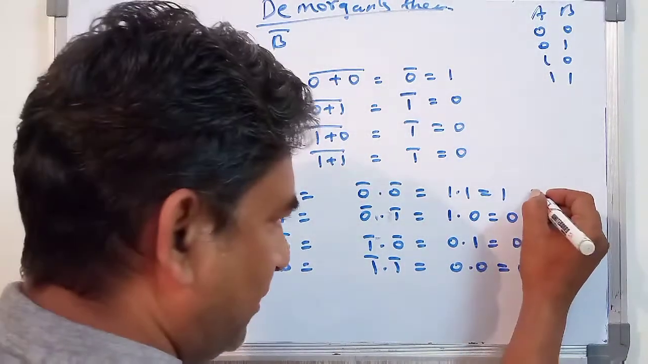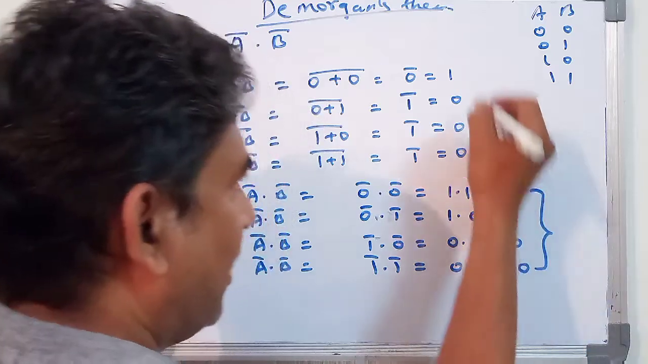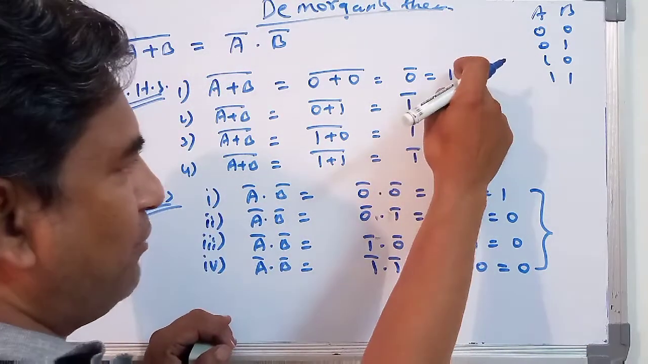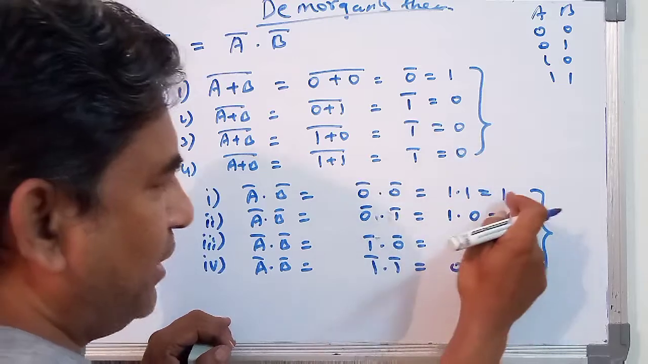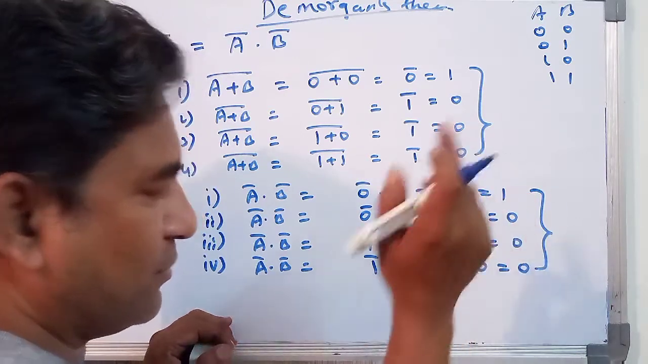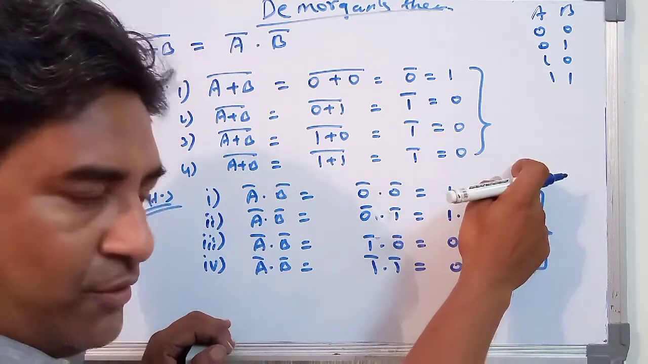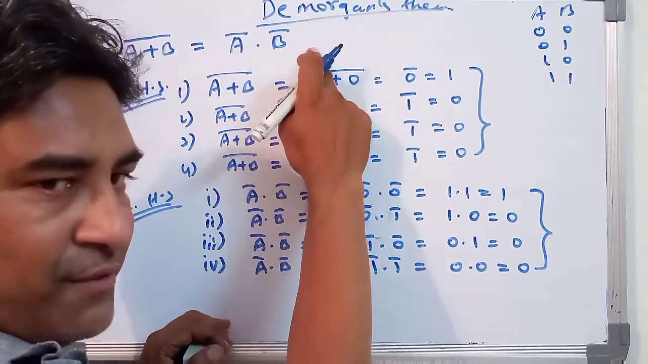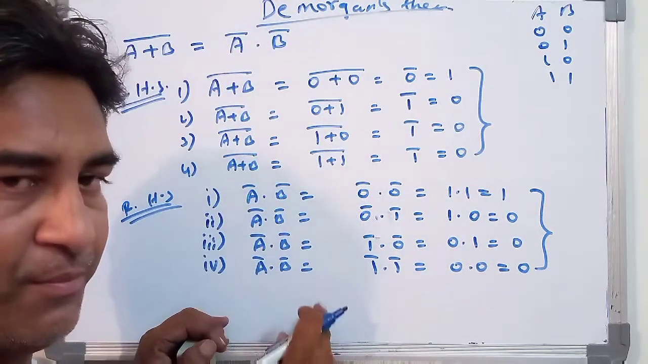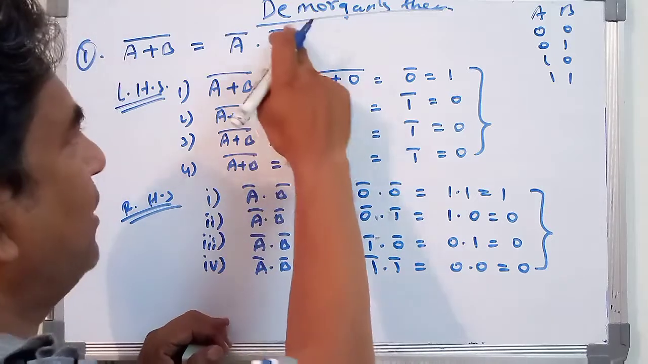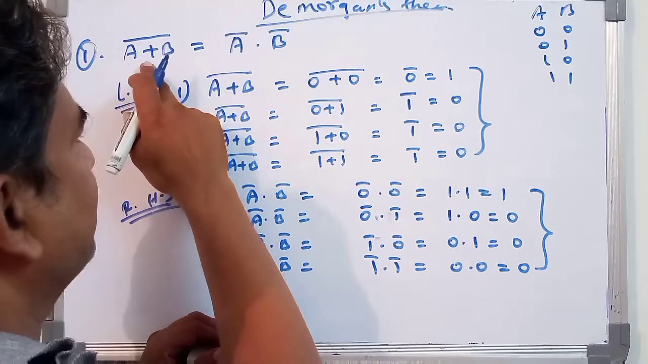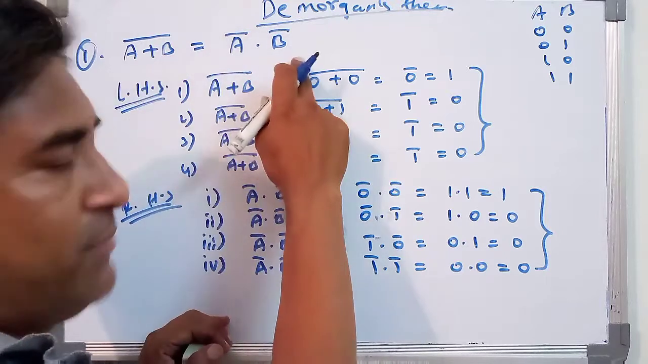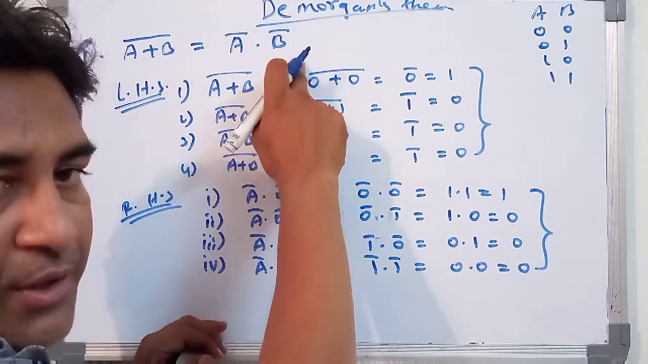So students, whatever we have proved, on this side you are getting the values 1 0 0 0. Here also 1 0 0 0. So from this you may say that the left hand side is equal to the right hand side. This is the proof of De Morgan's first theorem, that the complement of a sum is equal to the logical product of the complements.